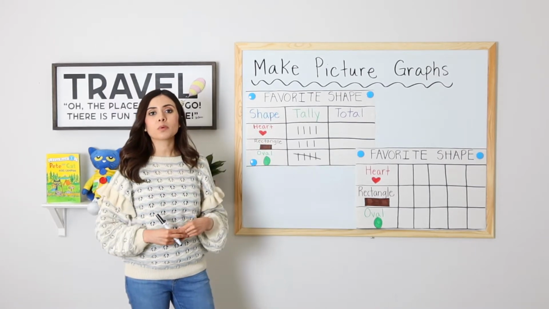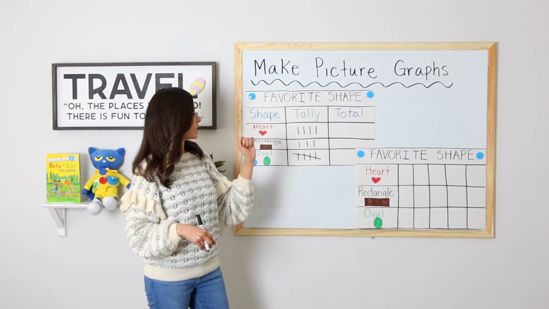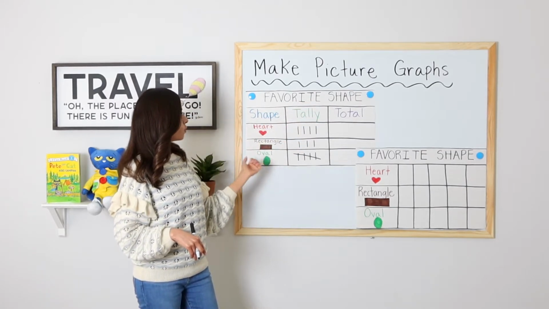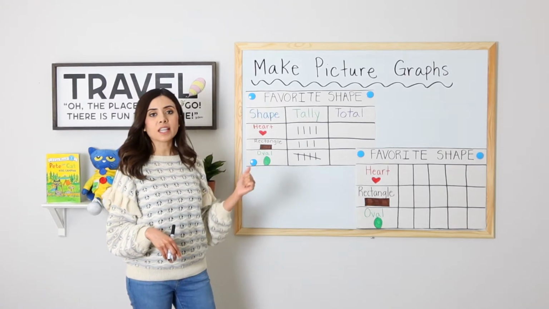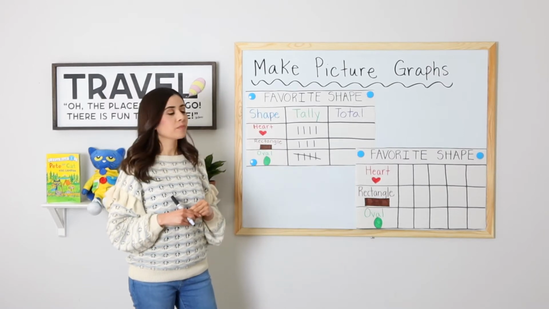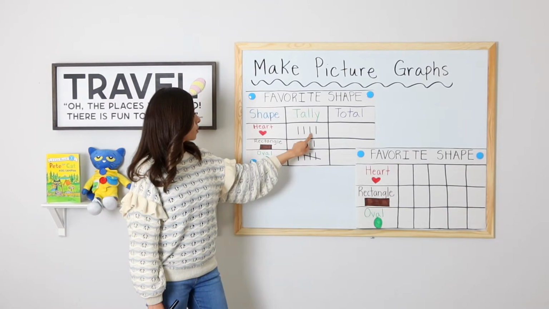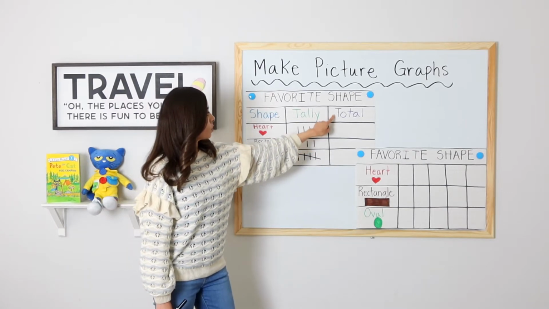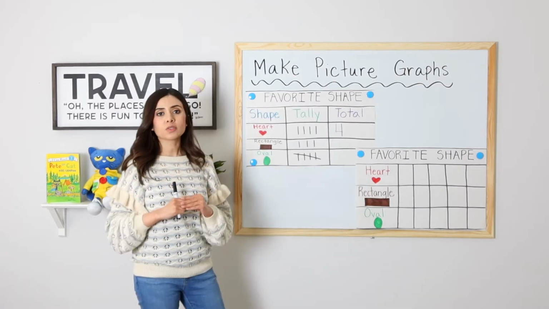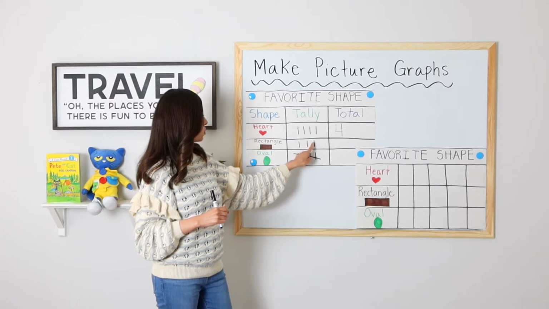Okay, so for this example, we surveyed a class and asked them what their favorite shape was. Was it a heart, a rectangle, or an oval? Let's go ahead and count our tallies to see the total for each option. Ready? How many people chose heart? 1, 2, 3, 4. The total for the hearts is 4. How many people chose a rectangle as their favorite shape? 1, 2, 3.